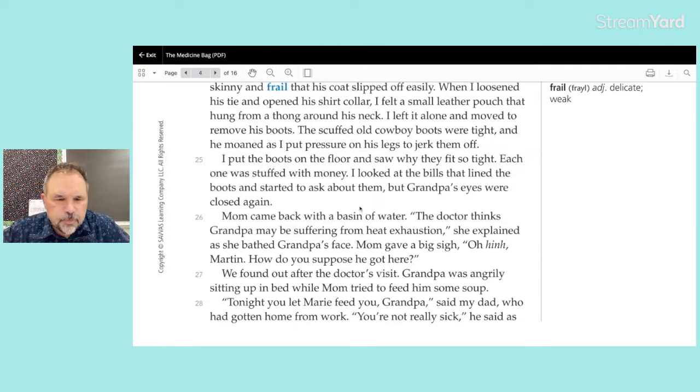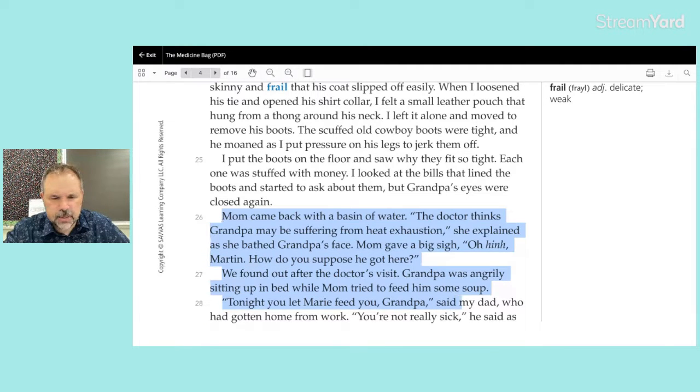I put the boots on the floor and saw why they were so tight. Each one was stuffed with money. I looked at the bills that lined the boots and started to ask about them, but Grandpa's eyes were closed again.